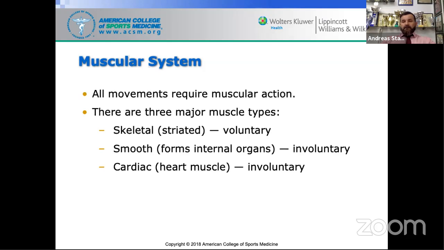Now my organs move as well. I'm breathing, my heart is beating, I ate something, or I'm drinking water right now. So this water is going to go down my system, and it's going to be processed in a way that is involuntary. It's going through my internal organs. And as I said before, I have my cardiac muscle, my heart muscle, which again is involuntary, it moves involuntarily. So again, two types of movements that have to do with muscular action, and three different types of muscle.